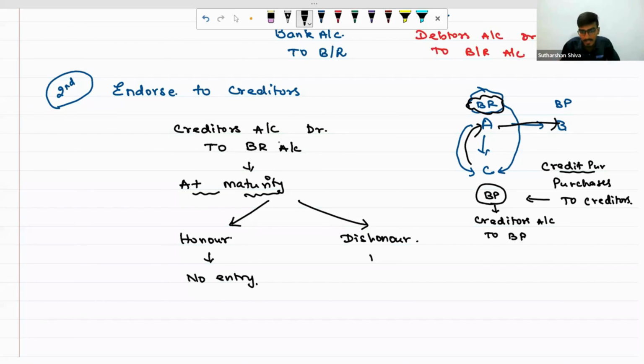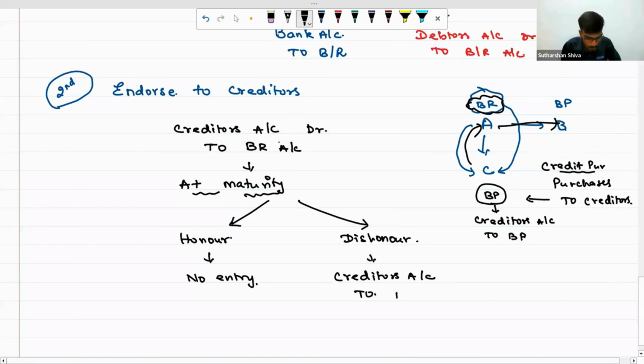So in the case of a dishonor, I will pass a journal entry. My creditors account debit, as I am making some payment now. So my creditors account debit to bank account I will do. Why will I write my bank account? Because I am paying something called noting charges, that I need to pay.